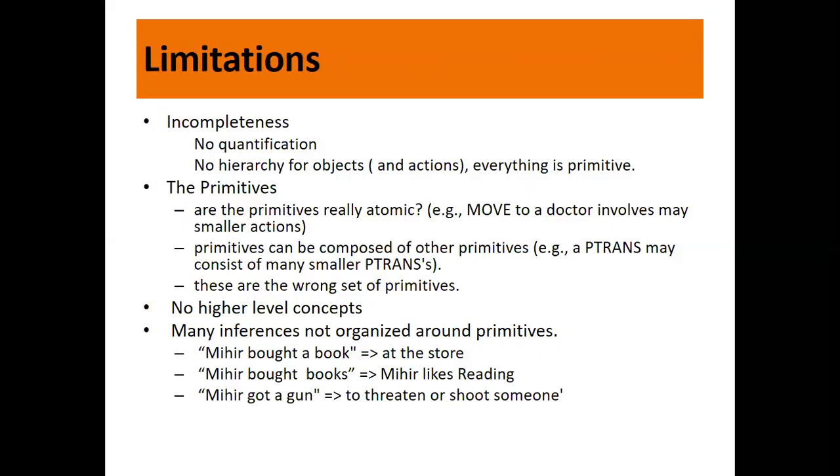Now Mihir bought a book at the store. How do you represent this? What is the primitive for this? Mihir bought books. Because Mihir bought books, Mihir likes reading. Or Mihir got a gun to threaten or shoot someone. These are the limitations CD has.